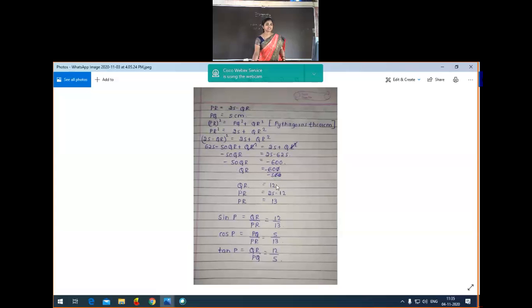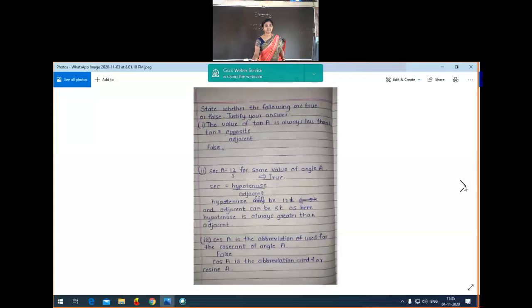Like yesterday's example problem only, same to same problem. So QR is 12, then PR is equal to 13. We got all the side measurements. Using that, you have to write the sin P, cos P, tan P ratios. Is that clear, students, this problem? Yes, it is very simple like yesterday's last example problem.